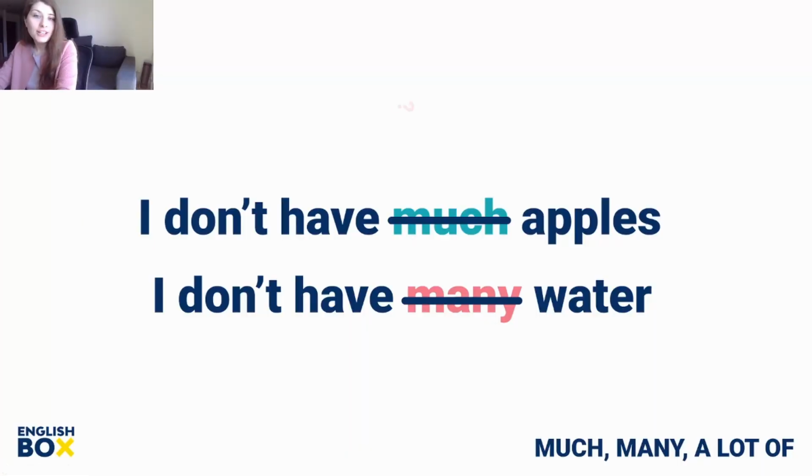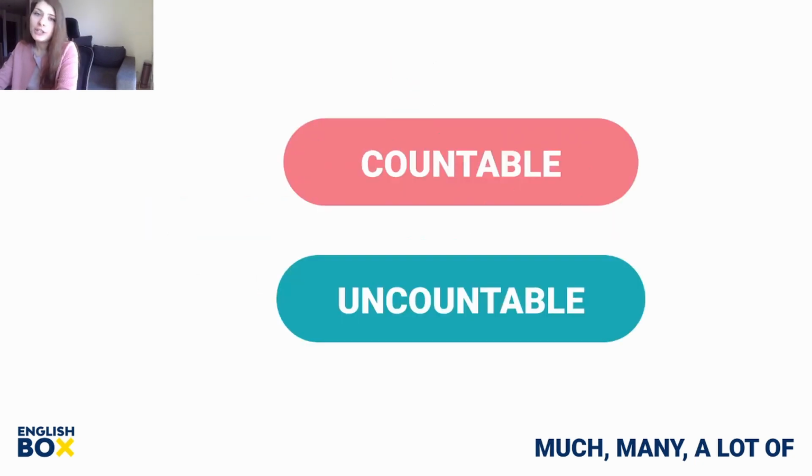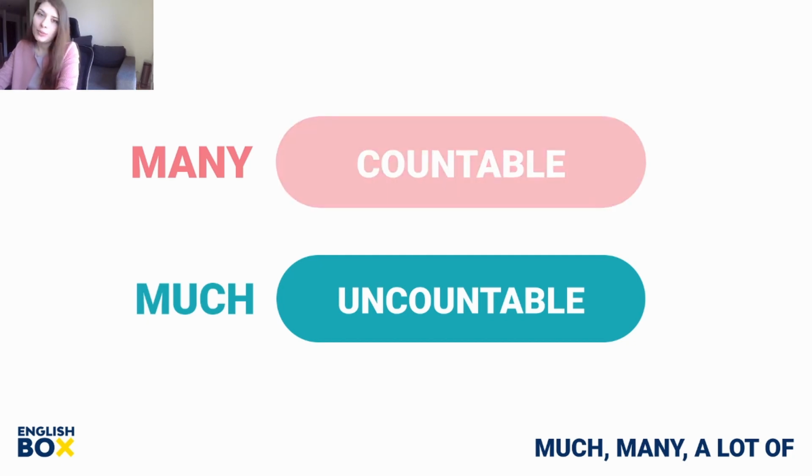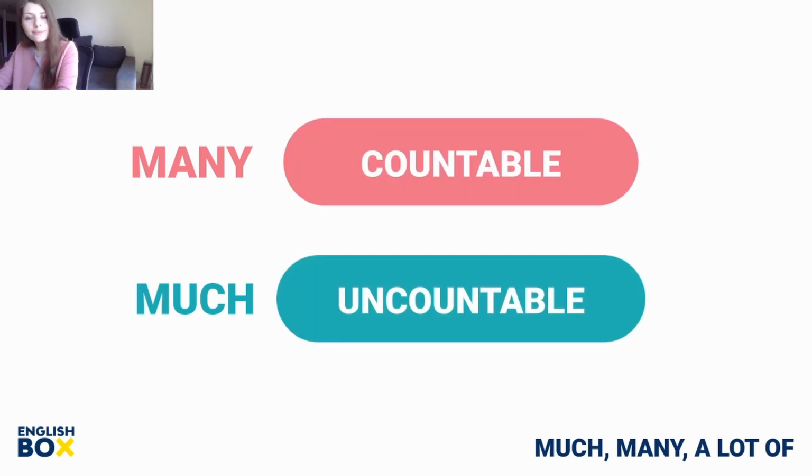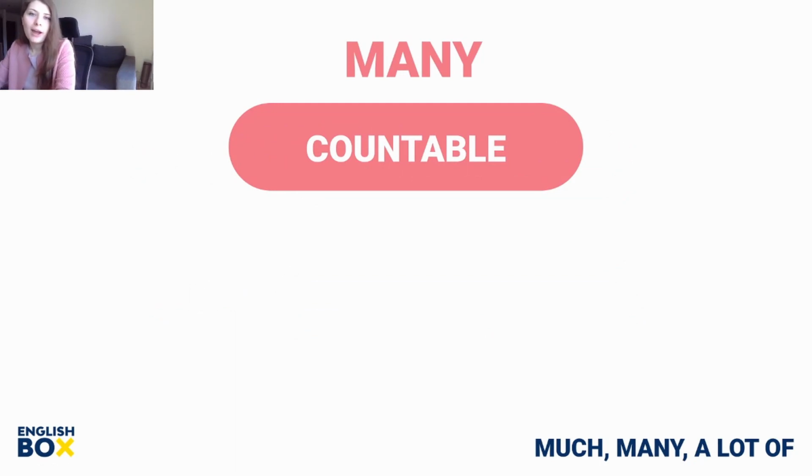Let's go. Now, why is it wrong to say much apples and many water? Well, the reason is there is such a thing as countable nouns and uncountable nouns. And so before you decide which quantifier to use with your noun, many or much, you should understand what type of noun it is, countable or uncountable. Let's start with countable nouns.